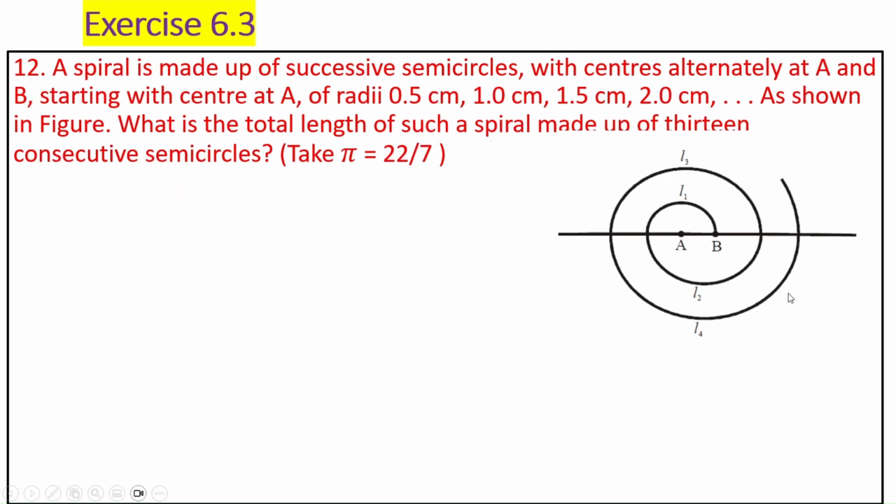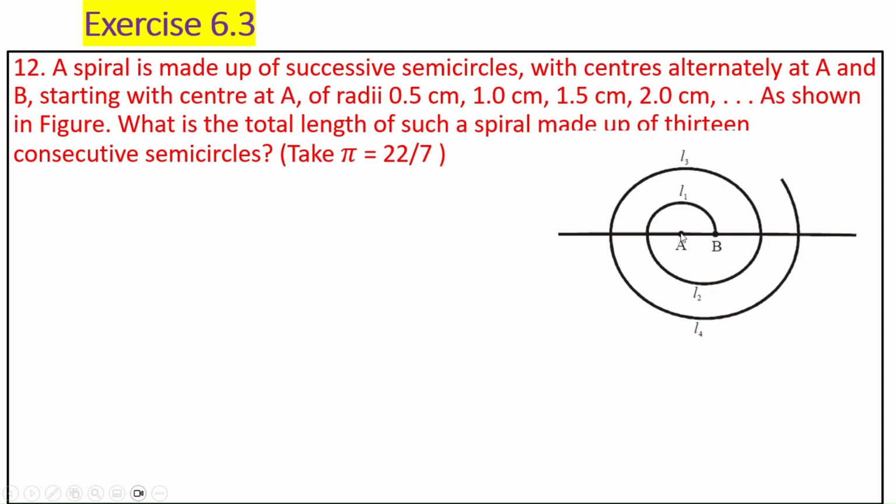Next. Okay, read the question. There is a spiral wire. The wire is put in a spiral shape. For the first semicircle, the center is A and the radius is 0.5 meters. The second semicircle is down here, the center is at B and the radius is 1 meter.